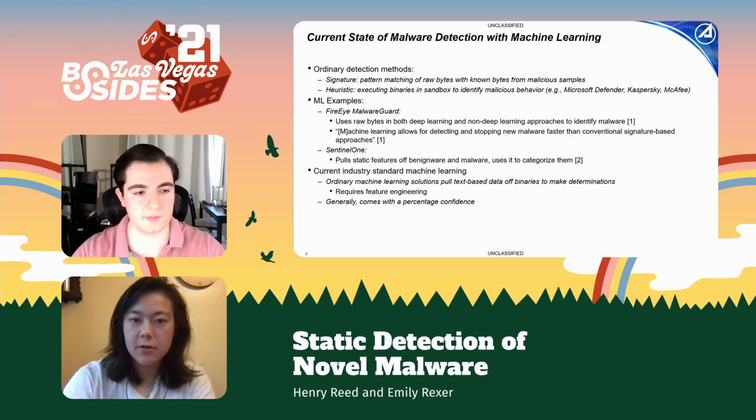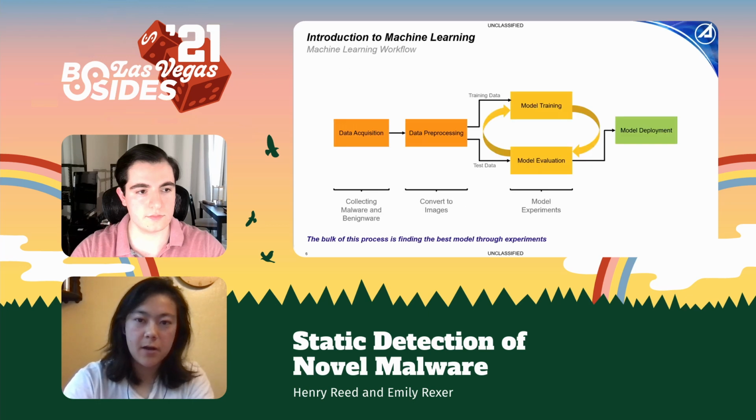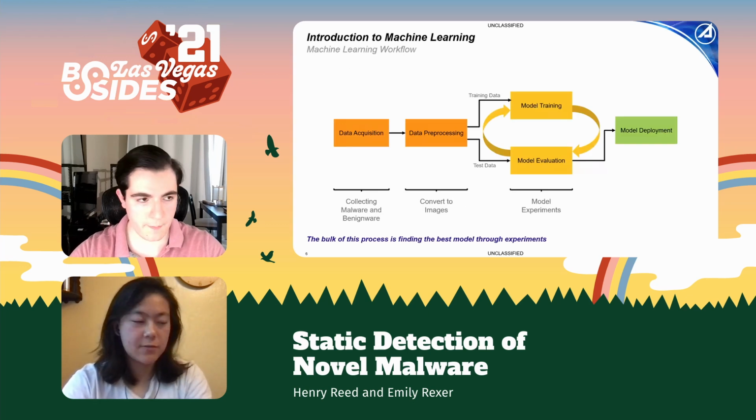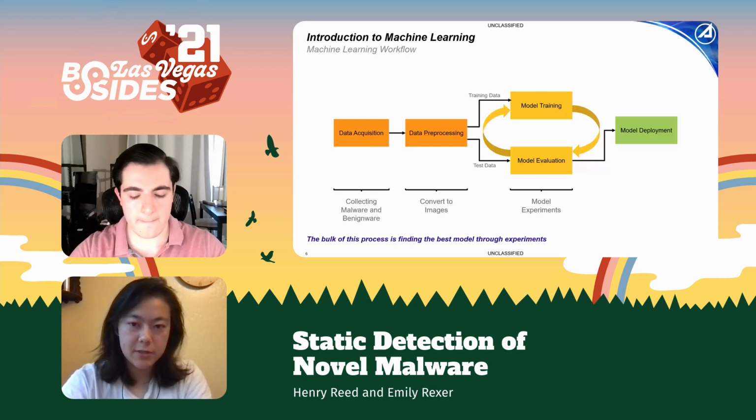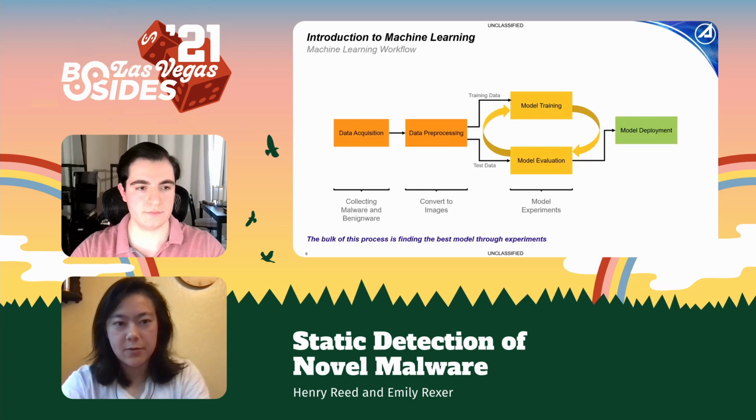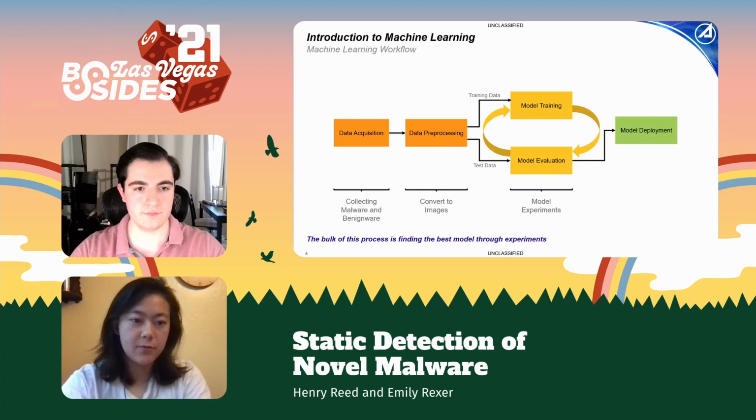So I'm first going to talk you through an introduction to the broad machine learning workflow. So this is a flowchart. We're running from left to right here. So we first start with data acquisition. For us, that's collecting malware and benignware. Then we move on to data pre-processing, which again for us would be converting to images.